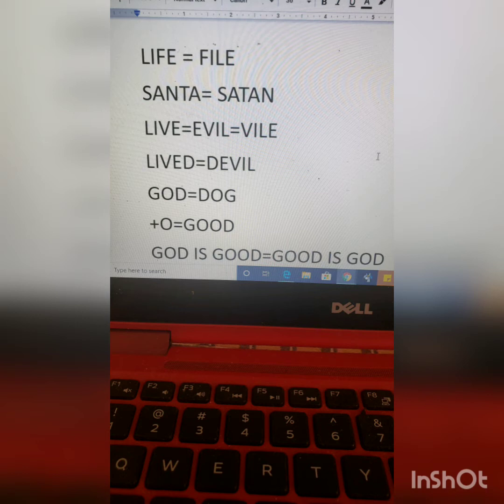So first of all, the word life, if you look at it, you could tell that you could flip it around and it turns into file. So if they pull your file at a location or something, then they got your whole life right there in the file cabinet.